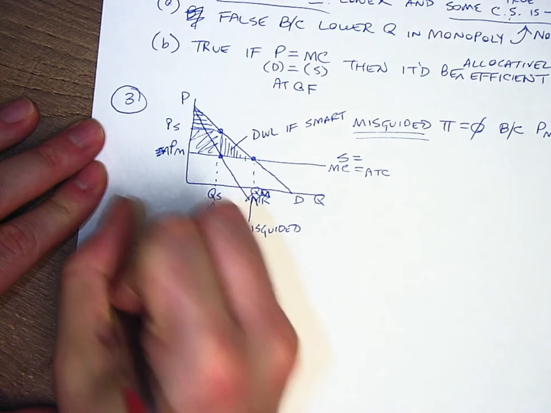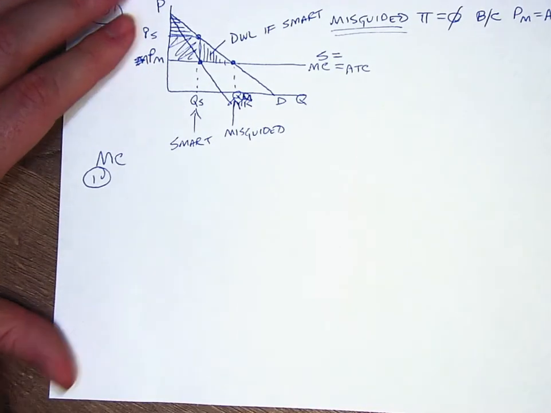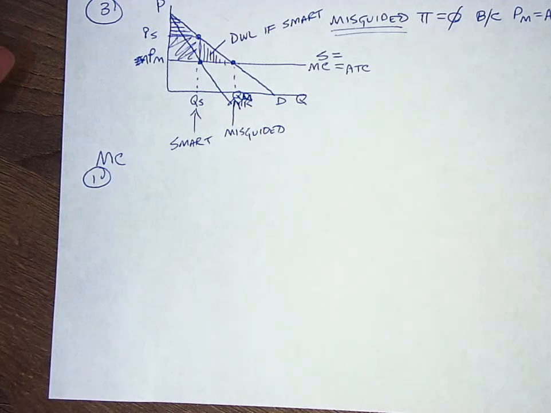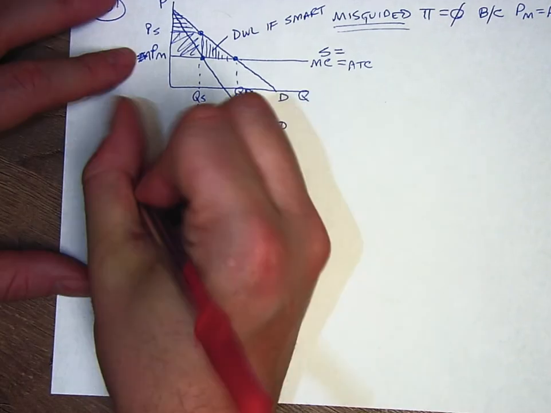Multiple choice number 1 here. Which of the following is true of a monopoly as compared to a perfectly competitive market with the same costs? So a monopoly is going to have smaller consumer surplus. Profit would not be smaller, right? That would not be true. And deadweight loss would not be smaller, it would be larger. So the correct answer is A, only.